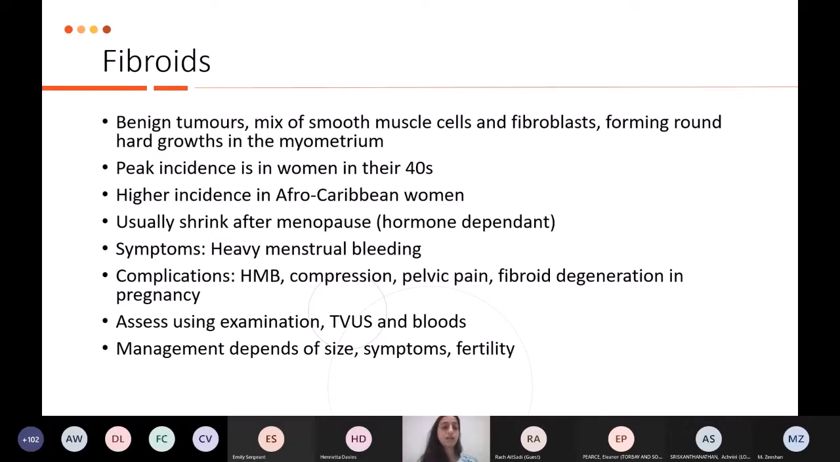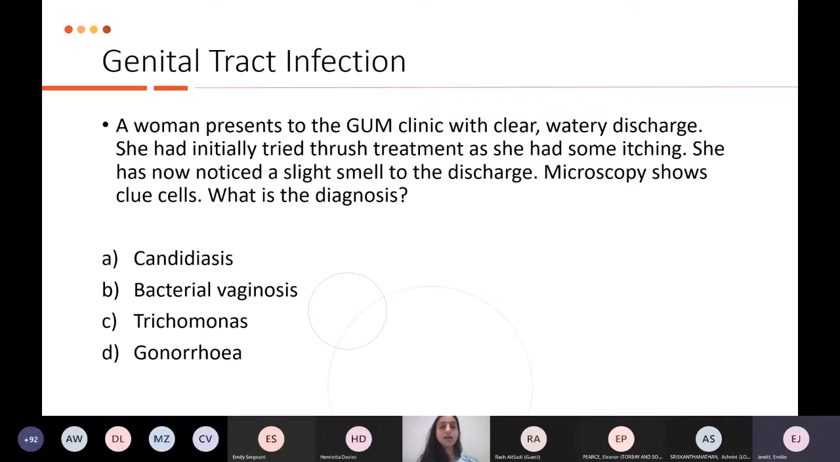So you're in GUM clinic now. A woman presents to you with clear watery discharge. She initially thought it was thrush because she has some itching, but that didn't help, and has now noticed slight discharge. And then you're in GUM clinic, so you take some swabs and send them off to the lab, and it shows some clue cells.